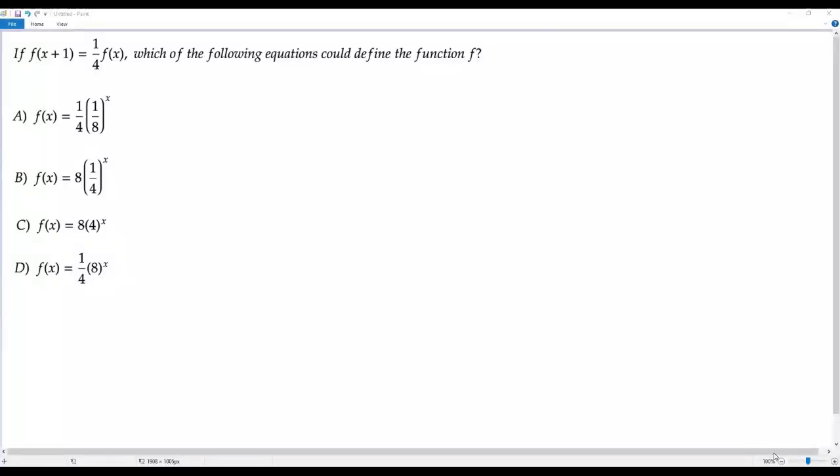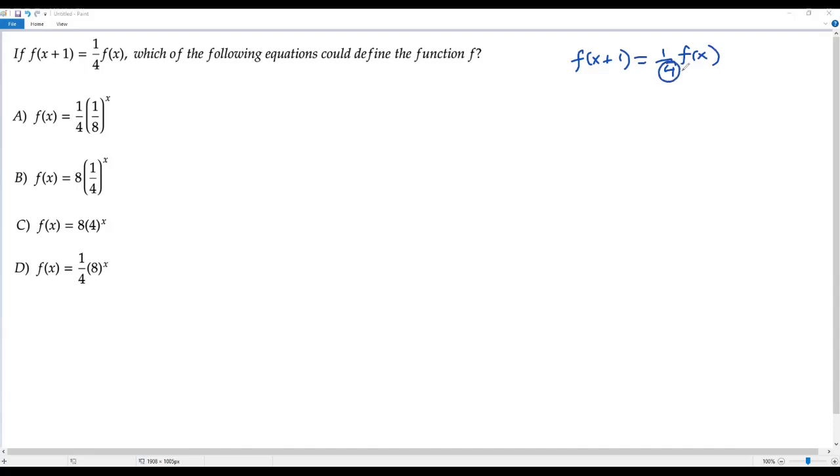Here we have a SAT math question. Let's go through the information. If f(x + 1) equals 1/4 times f(x), which of the following equations could define the function f? Okay, so we have the information that f(x + 1) equals 1/4 times f(x).